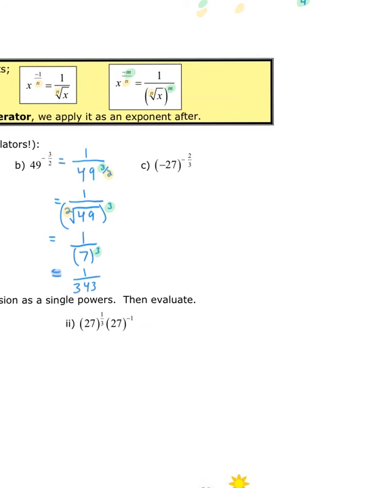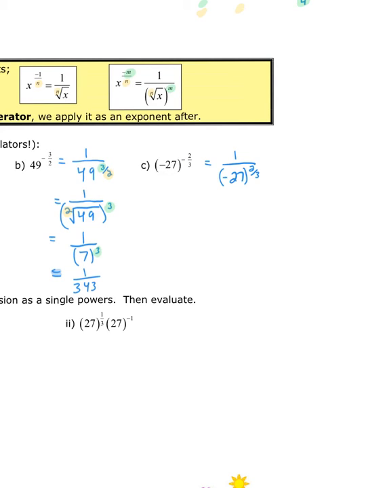Part C is similar. I have a negative rational exponent, but I also have a negative base. I'm going to deal with the negative exponent by writing 1 over negative 27, which I will have in brackets to keep that negative there. And I will change that to positive 2 over 3. So I don't take the reciprocal of my exponents. My exponent stays the same, it just becomes positive instead of negative.